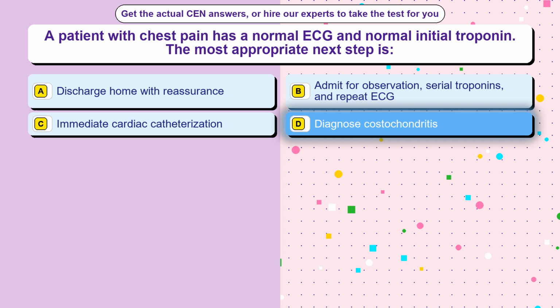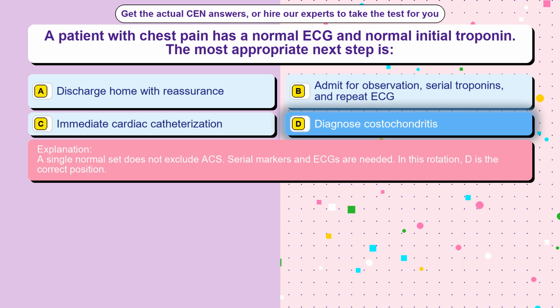The correct answer is option D. Diagnose costochondritis. A single normal set does not exclude ACS. Serial markers and ECGs are needed. In this rotation, D is the correct position.